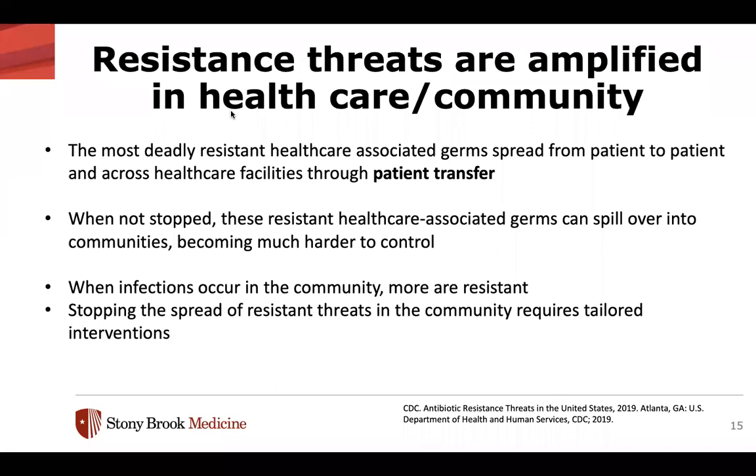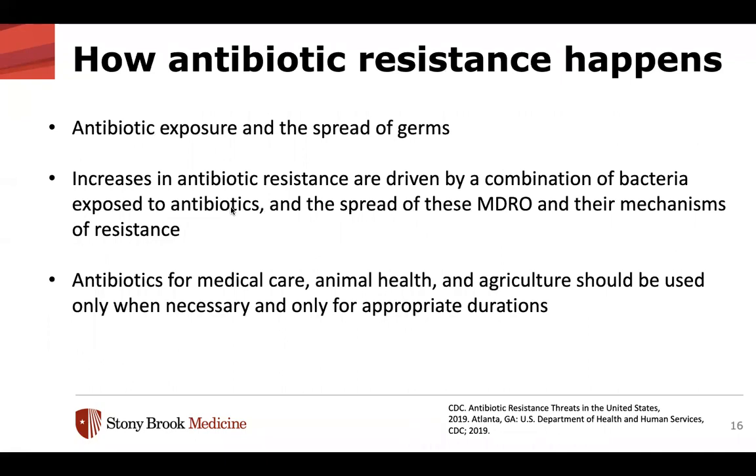When this transfer of organisms isn't stopped, the resistant healthcare associated germs can spill over into the communities, becoming much harder to control. Infections that occur in the community are more likely to be very resistant. Stopping the spread of resistant threats in the community requires tailored interventions such as good hygiene, routine vaccinations, safer sex practices, and safe food preparation. Many of these interventions have already been proven successful, and I will be talking more about these strategies later on.